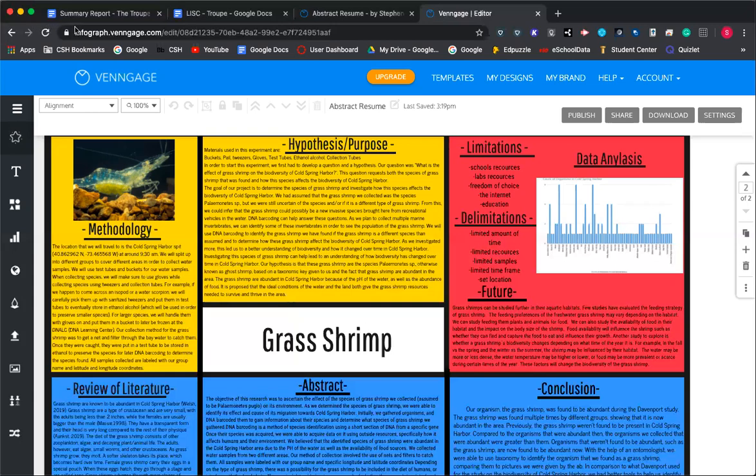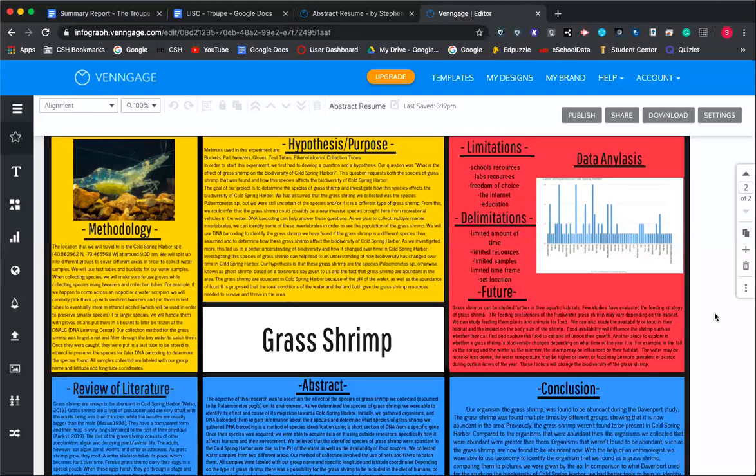Four grass shrimps were collected, which shows that they were abundant at our location. In the future, grass shrimps can be studied further in their aquatic habitats. Few studies have evaluated the feeding strategy of grass shrimp. The feeding preferences of the freshwater grass shrimp may vary depending on the habitat.